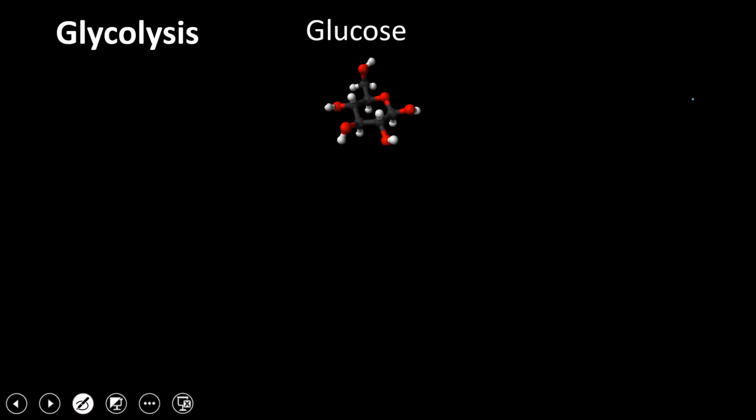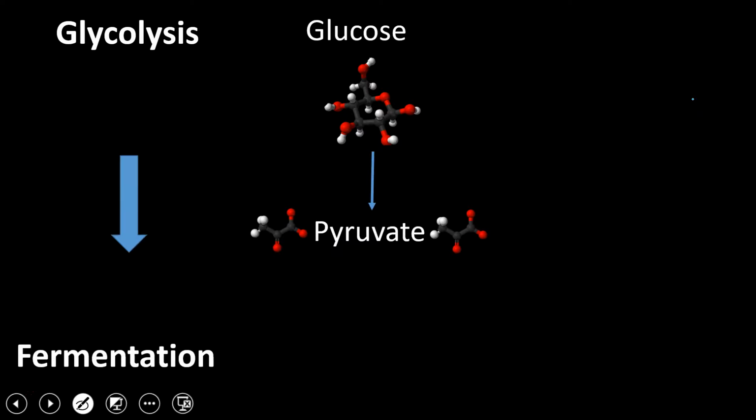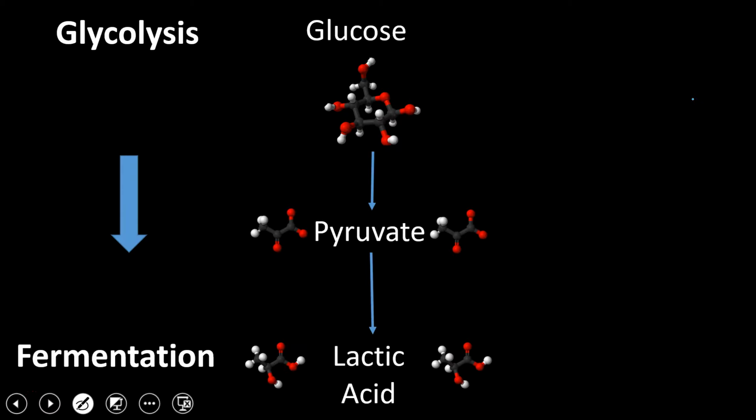To give you a little visual, glycolysis is exactly the same. We have our glucose. That gets split into 2 molecules of pyruvate. And then we go to fermentation, and that pyruvate is converted into lactic acid. We still make 4 ATP. We don't get any ATP from fermentation. We still get 4 ATP, but it costs 2 to start, so we only net 2 ATP.